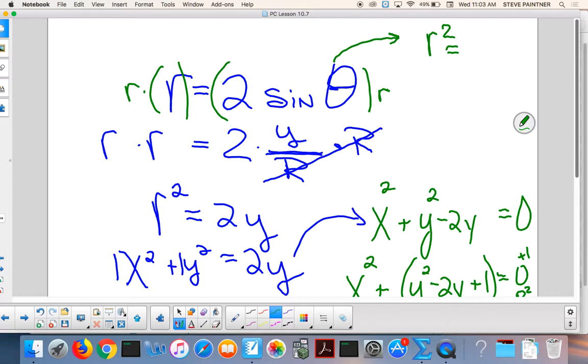R squared equals 2r sine, which ends up being x squared plus y squared for r squared, 2y. So I got my equation that way. Mandy got her equation this way. Mason tried it, and he ran into a roadblock.